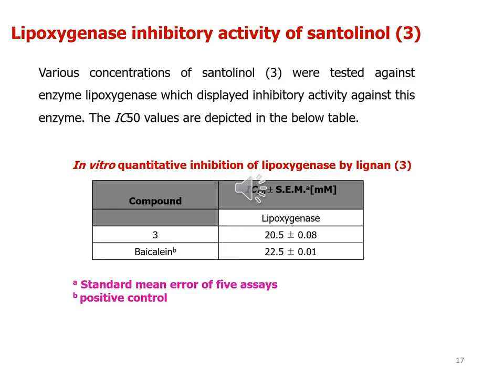Let's see the lipoxygenase inhibitory activity of this molecule. Various concentrations of santolinol are tested against the enzyme lipoxygenase, which displays inhibitory activity against this enzyme. The IC50 value is shown in the below table. In this activity, the standard drug that is used is baicalein, which shows an IC50 value of 22.5, and the IC50 value of santolinol is shown here, that is 20.5, which is very similar and close to that of the standard value. It means our molecule has strong lipoxygenase inhibitory activity.